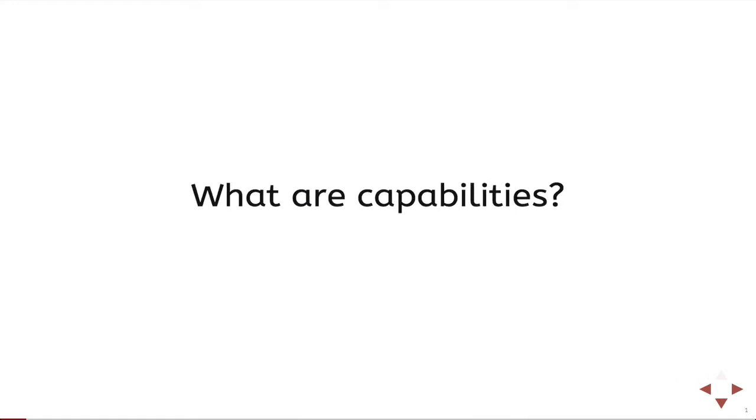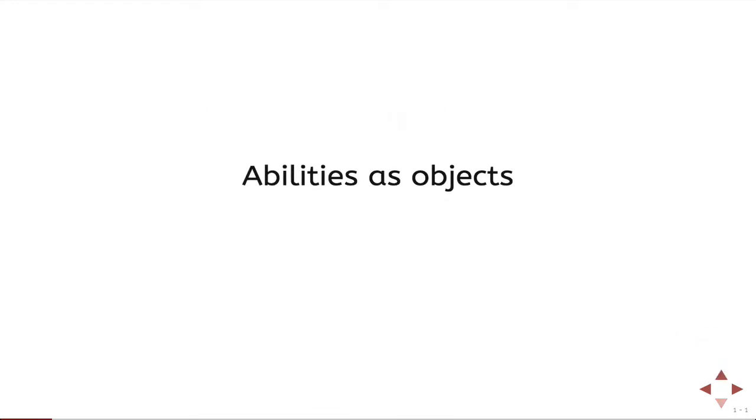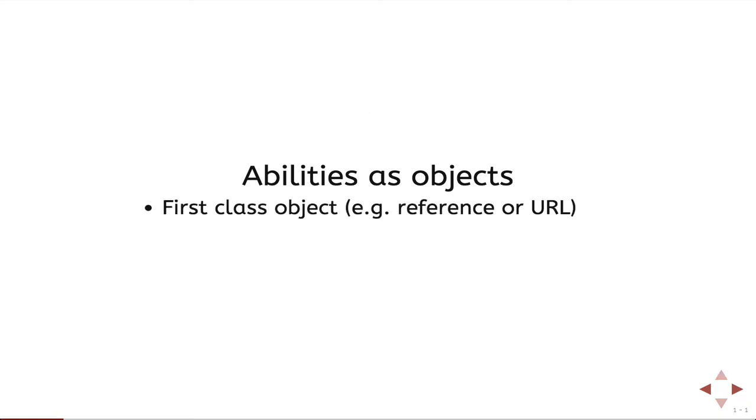So first of all, brief introduction: what are capabilities and why would you want them? Capabilities, you can think of them as abilities as objects. What does that mean? Well, they're first-class objects. Depending on what kind of system you're using, they can be object references, or as is the case in icecap, they can be URLs. But these are first-class things that you can pass around, reason about, store, etc.